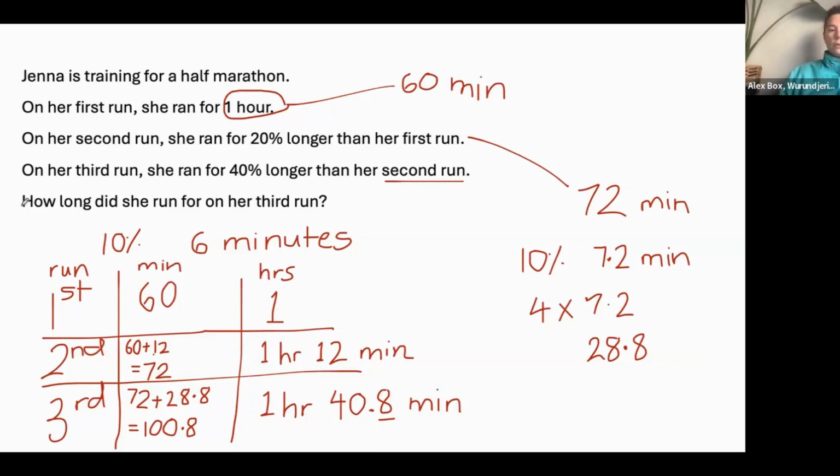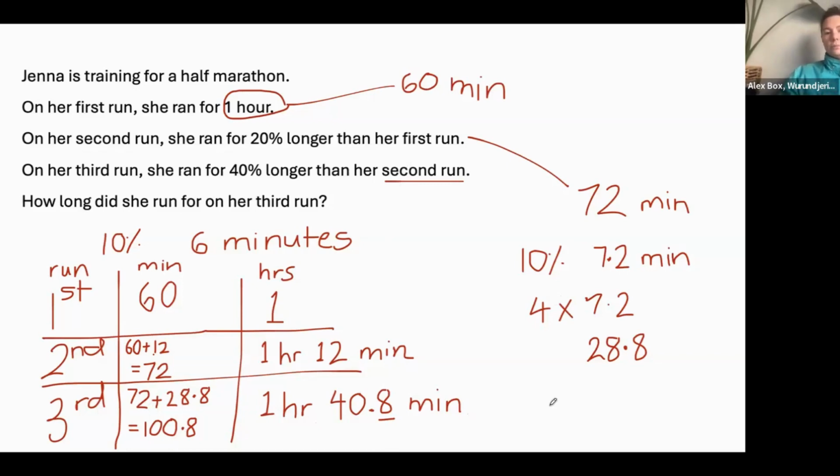So what have we got with the question? How long did she run for on her third run? Well, on her third run, she ran 40% more than the second run. And we've worked that out to be 1 hour and 40.8 minutes. And I think that's a pretty good stab at an answer.